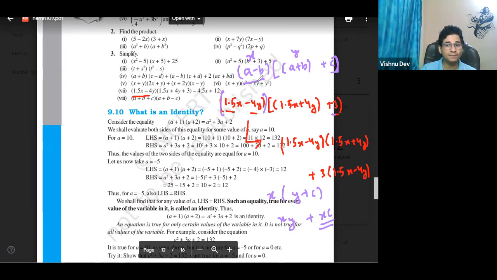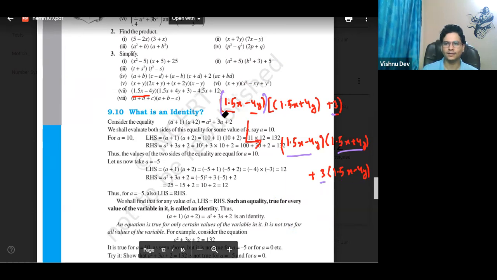So if we see this, here x was a minus b, and y was a plus b. In the same way, we have 1.5x minus 4y and 1.5x plus 4y. So this is a minus b and a plus b. Got it? So I can just write like this: this into this, then this into 3. Clear? Raise your hand, everyone.